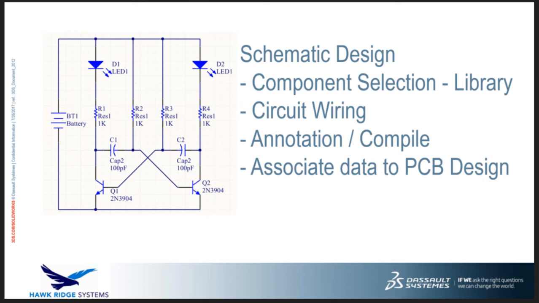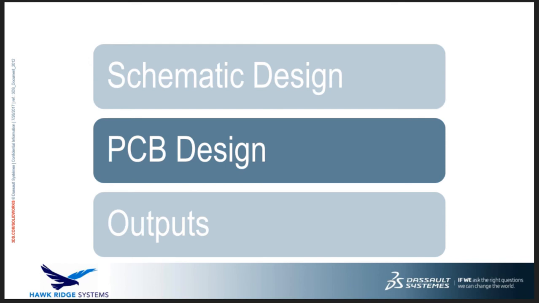Okay. So with that circuit board design ready to go now, we've completed the schematic design. I showed you how to pull components from the library in 2 different fashions. I showed you quickly and easily how to wire a schematic. We completed the annotation, assigning the reference designators, compiled, and now we'll move to associate the PCB design data. So in the PCB design portion, we're going to move to the circuit board layout.